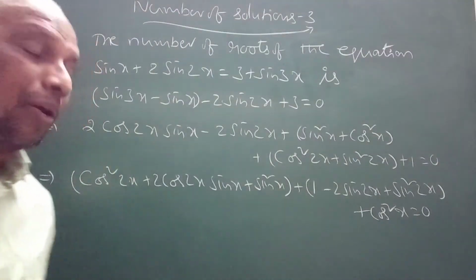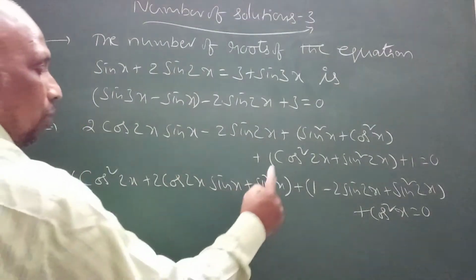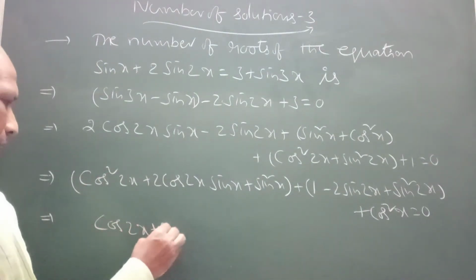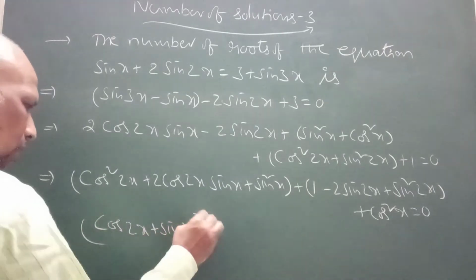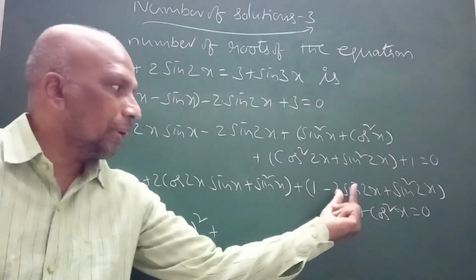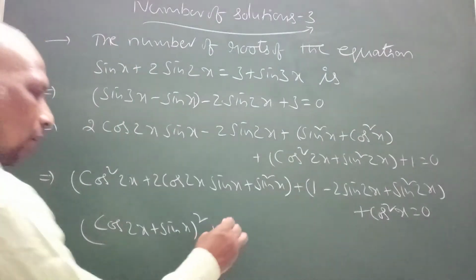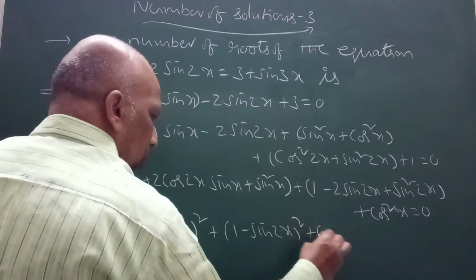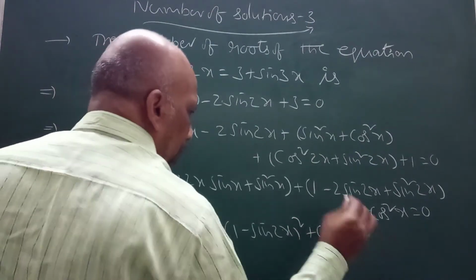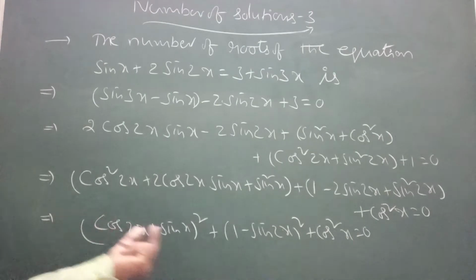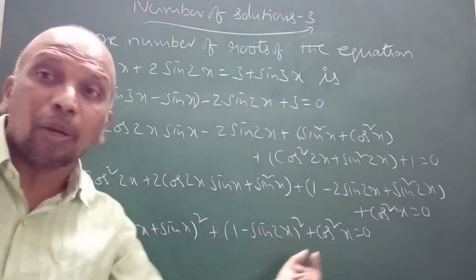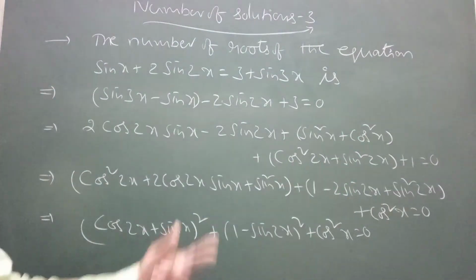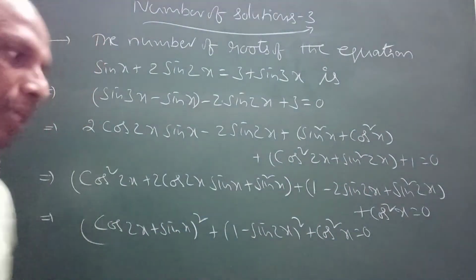Now you can observe the logic I have used. This is a square plus 2ab plus b square, so it is (a plus b) whole square, that is (cos 2x plus sin x) whole square. Same with this: a square minus 2ab plus b square, so you get (1 minus sin 2x) whole square plus cos square x equal to 0. The important point here is that these are all non-negative terms. The sum of 3 non-negative terms equal to 0 means each term should be equal to 0. But here, all terms don't vanish simultaneously.